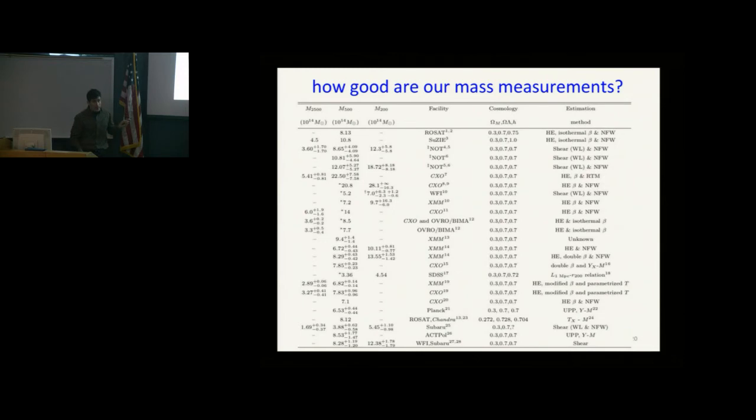Now, another way... Would you define M2500 and M500 because intuitively it's going the wrong way? It takes a little bit, but you just have to realize that it's the density contrast. Yeah, the center of your cluster has the densest stuff.